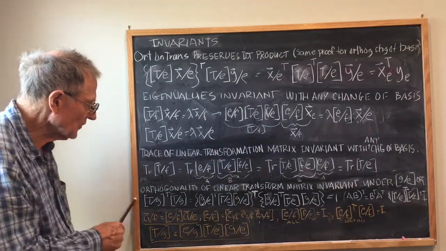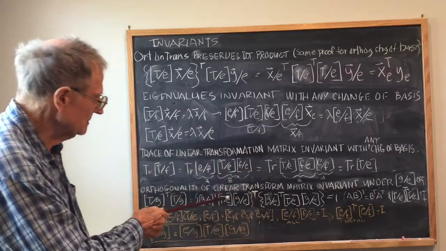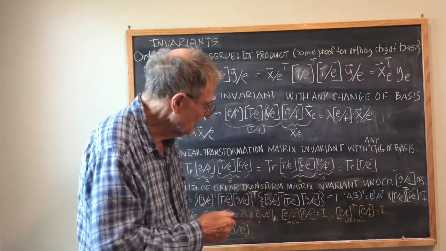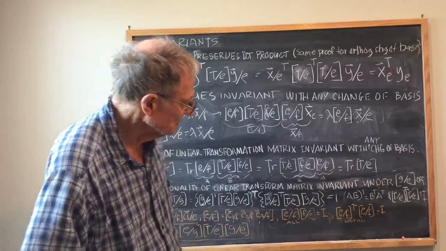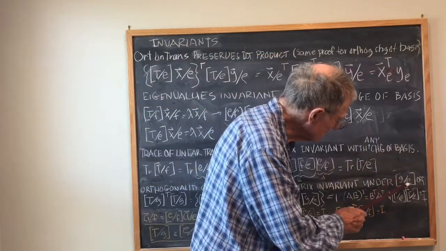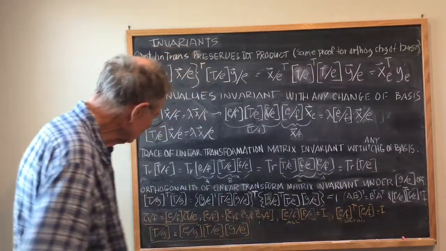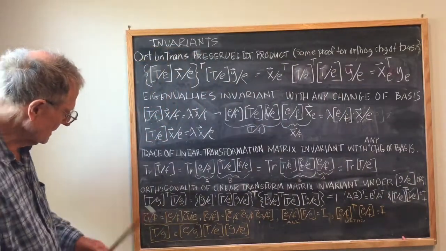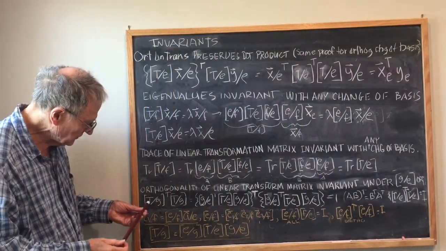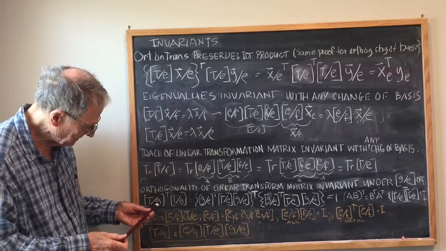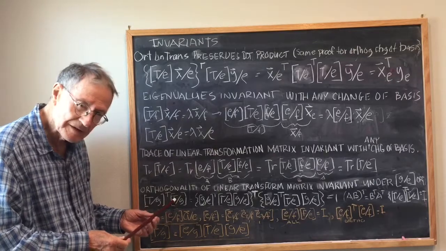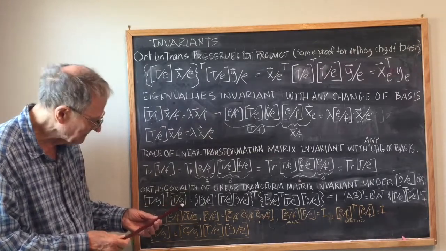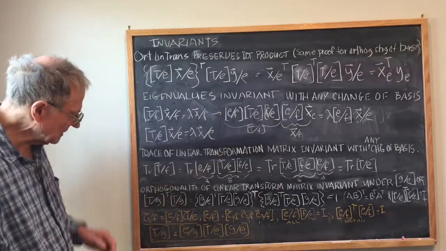Finally, I want to show that the orthogonality of a linear transformation matrix is invariant under an orthogonal change of basis, i.e. G with respect to E is orthogonal. So to do that, I want to show that a linear transformation matrix with respect to G transpose times the linear transformation matrix with respect to G is equal to I.